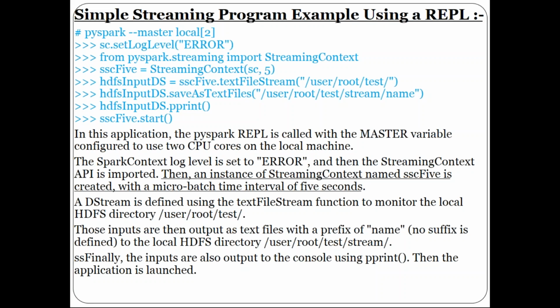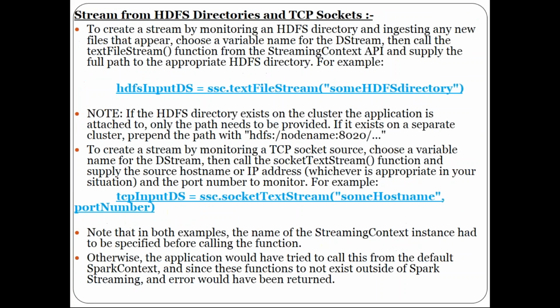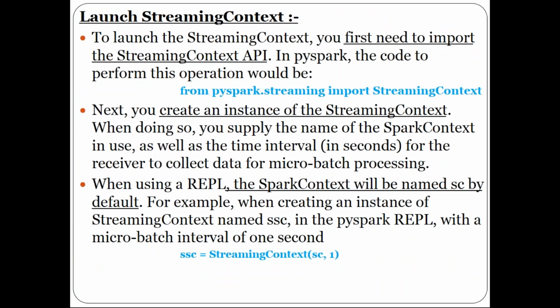I'll repeat that. PySpark master local with 2 means you are launching 2 CPUs for your 2 executors for this process. You are setting your log4j configurations or logging configurations to show you only errors in Spark. You are importing Spark streaming with streaming context. You are assigning a variable for your API with streaming context sc, 5. I have shown you very clearly that one in here.